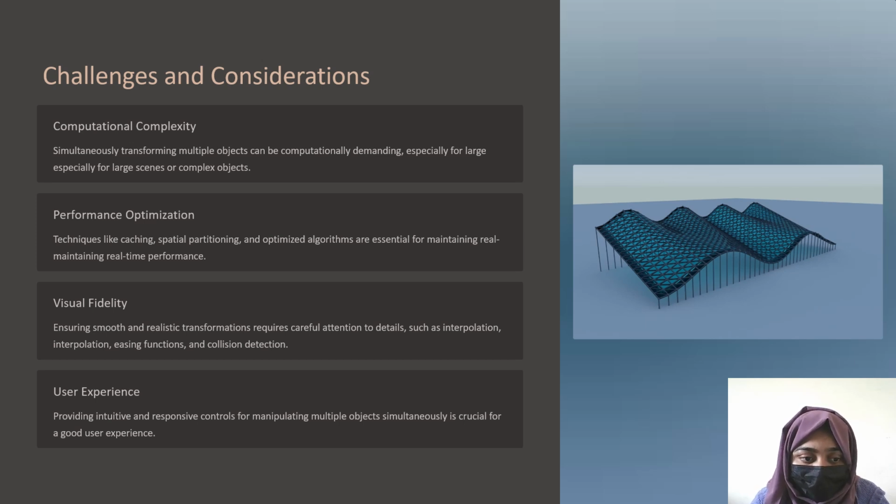Visual fidelity: ensuring smooth and realistic transformations requires careful attention to details such as interpolation, easing functions, and collision detection. User experience: providing intuitive and responsive controls for manipulating multiple objects simultaneously is crucial for a good user experience.